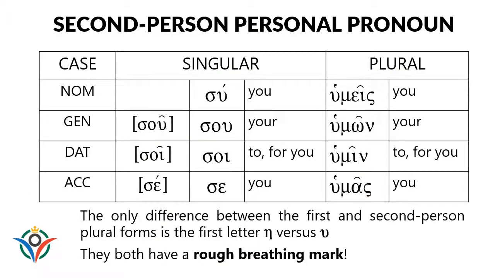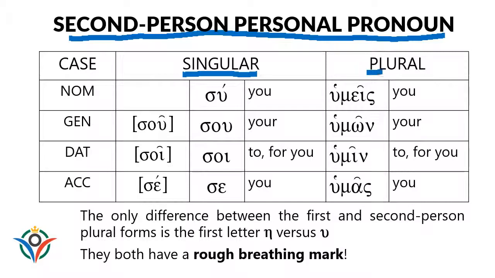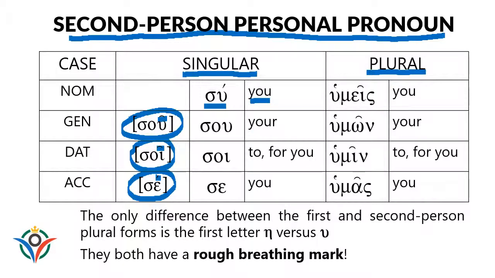Let us now take a look at the second person personal pronoun forms, beginning with the singular and then the plural. So the nominative singular is su, which we translate as you. The genitive, dative, and accusative singulars also have emphatic forms, which are usually for emphasis. And you can see that they are very similar to the normal forms, except that they have an accent above the vowels.